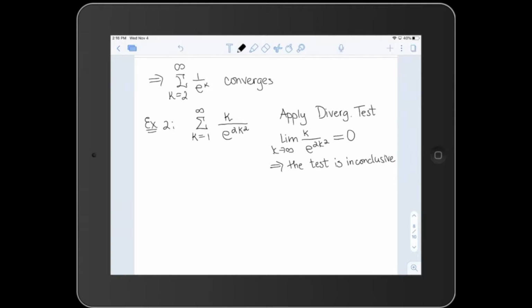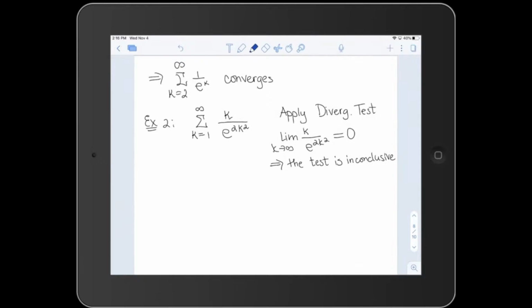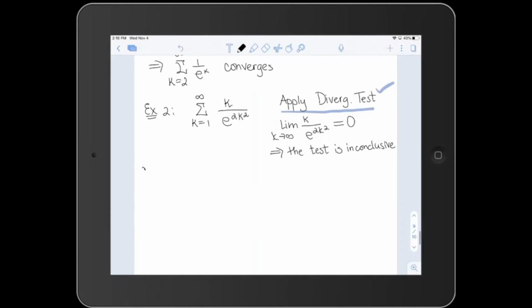Okay, so that didn't work. But it's not a bad place to start. That's fine. We're going to consider the following function. The function, we're just replacing all of this with x. It's x divided by e to the power 2x squared.